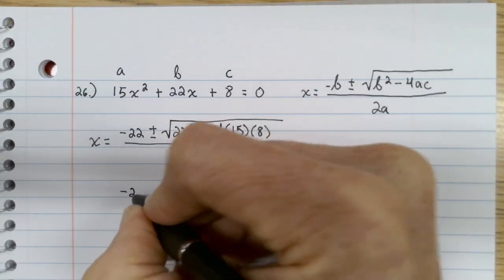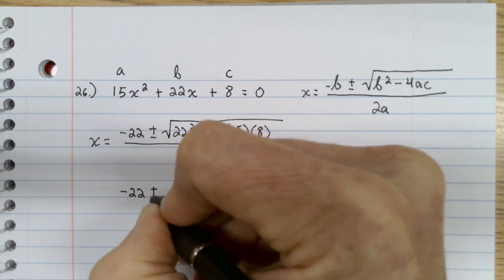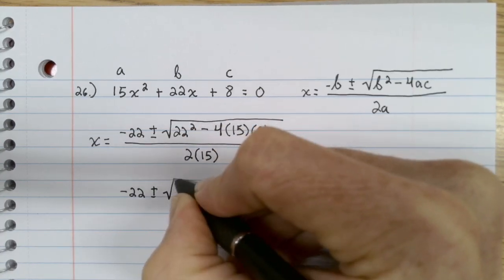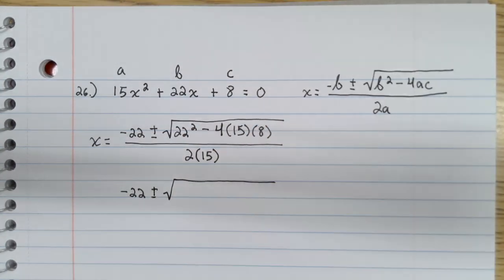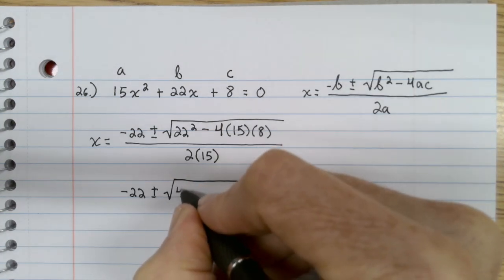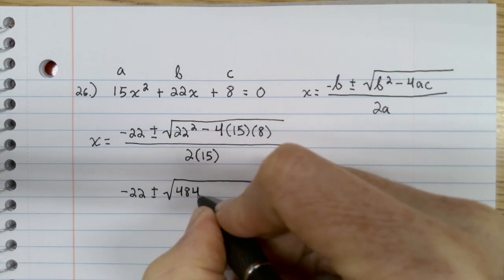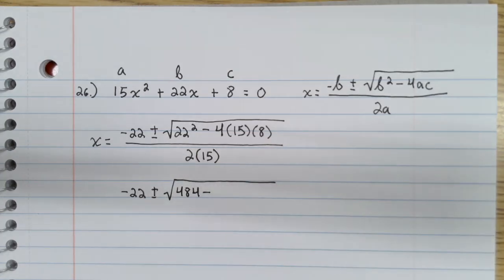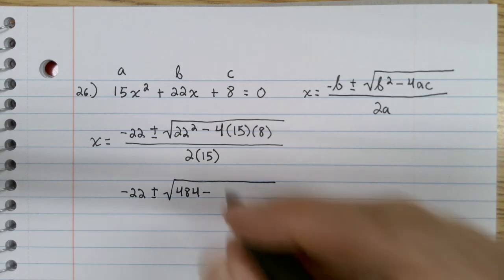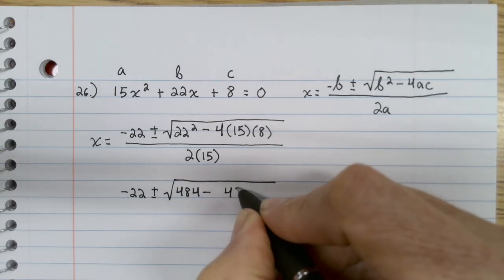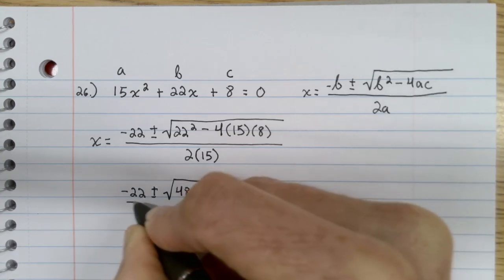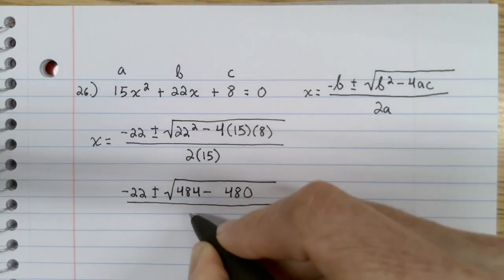We got negative 22 plus or minus the square root. Okay, 22 squared. I got my calculator off to the side here, so I'm going to do 22 times 22, and I get 484. Wow. Minus 4 times 15 times 8, that's going to be 480. Again, all divided by 30.